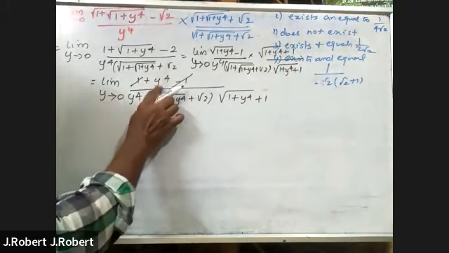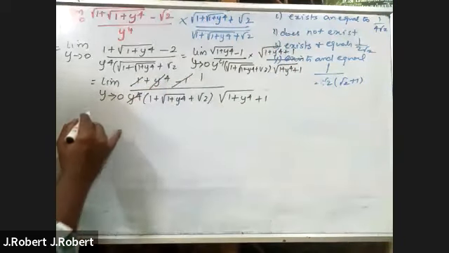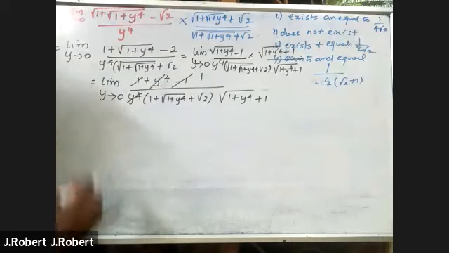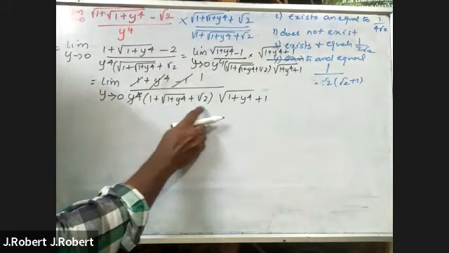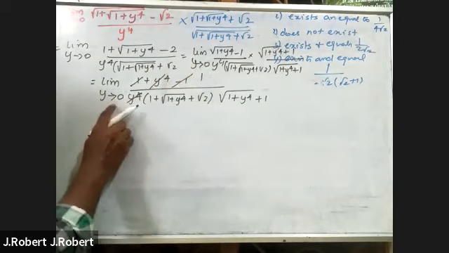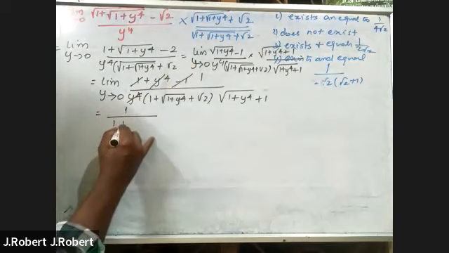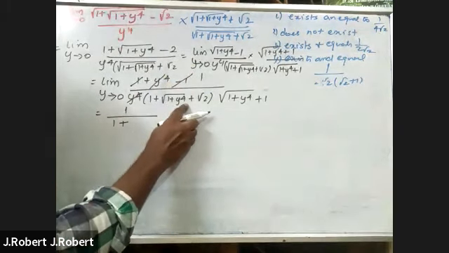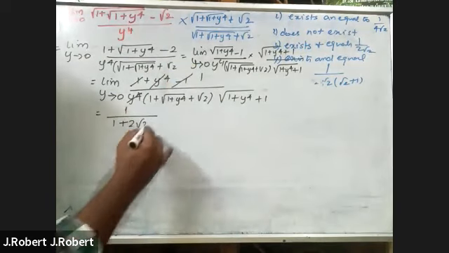Now 1 gets cancelled. Above, only y power 4 remains, and below, y power 4 will get cancelled. Now we have limit y tends to 0, 1 divided by root of 1 plus y power 4 plus root 2, into root of 1 plus y power 4 plus 1. You can put 0. When I put y tends to 0, we get 1 divided by 2 root 2 plus root 2.